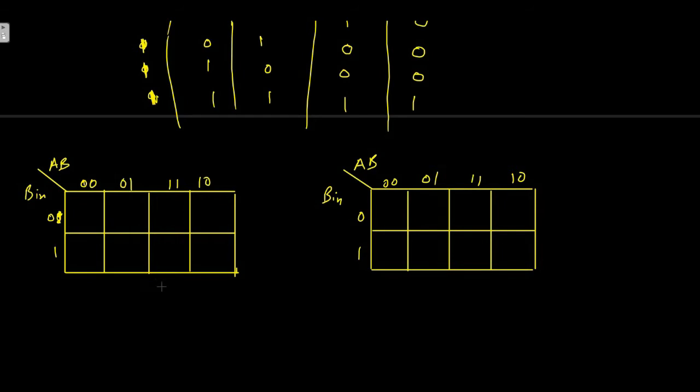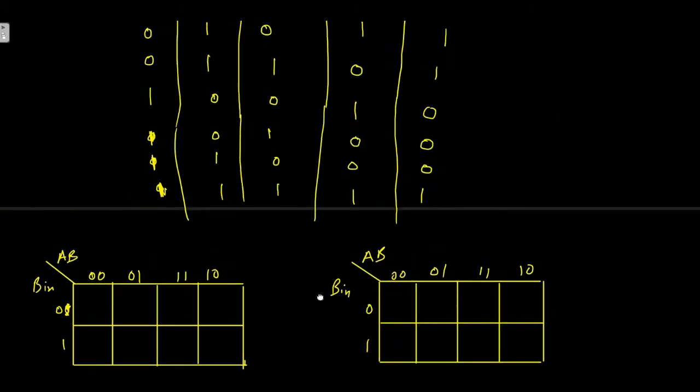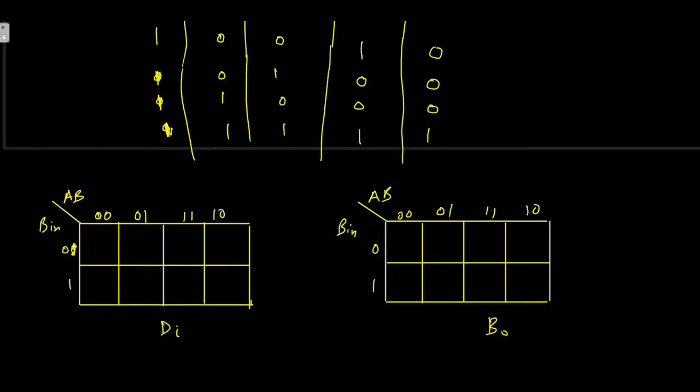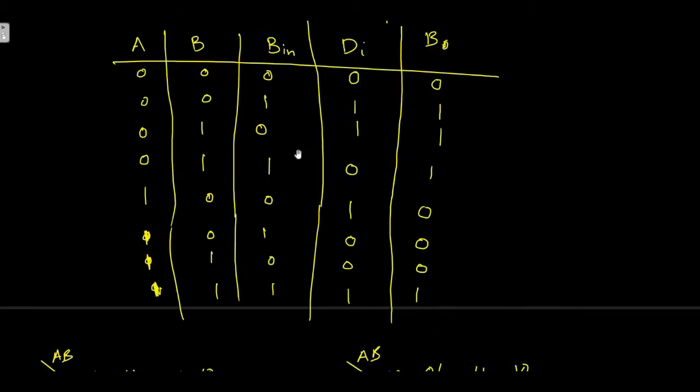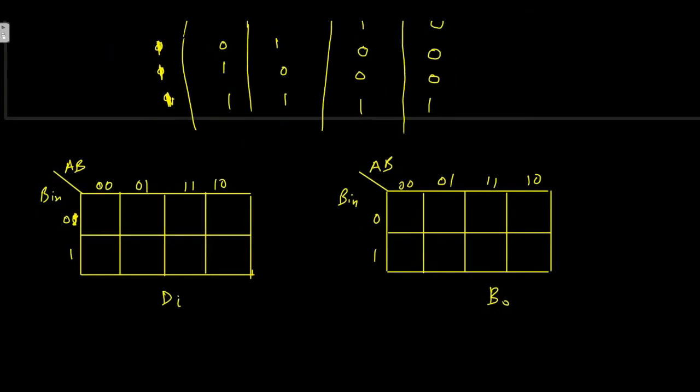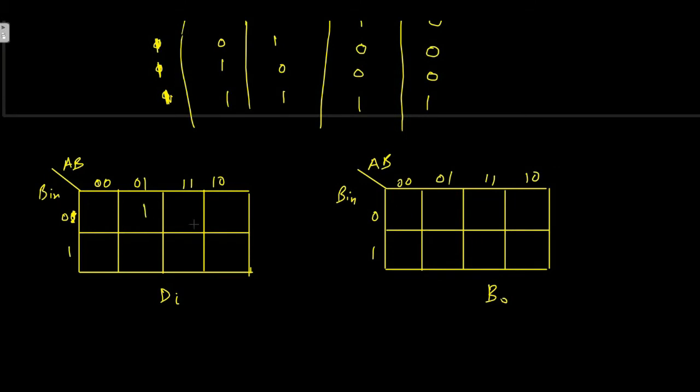Now in case of difference and borrow output, as we have seen from the truth table, the difference column is 0 1 1 0 1 0 0 1. So we write 1 in the cases of 0 0 1, 0 1 0, 1 0 0 and the last 1 1 1. So there are 4 ones. We write them here.